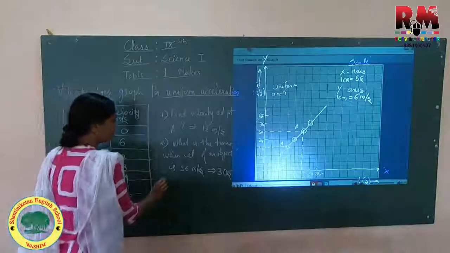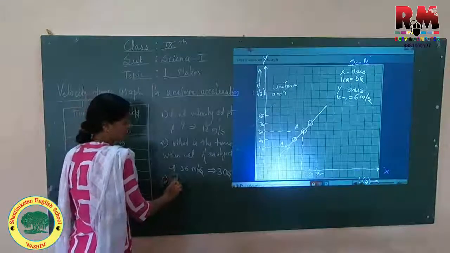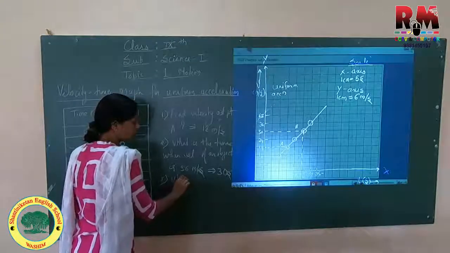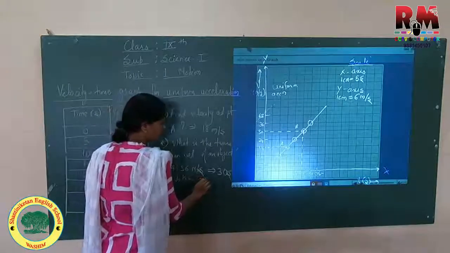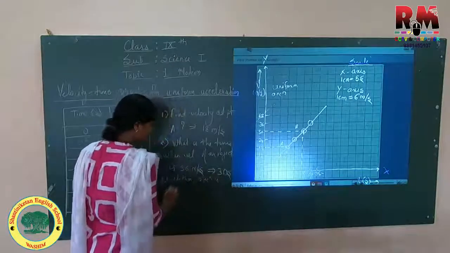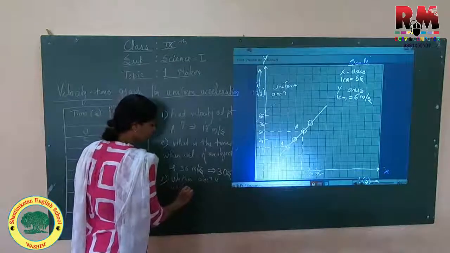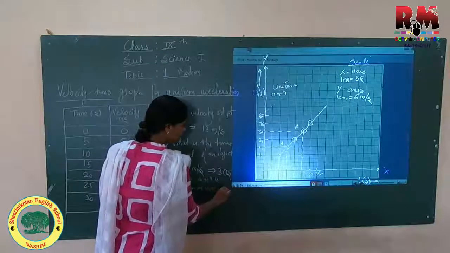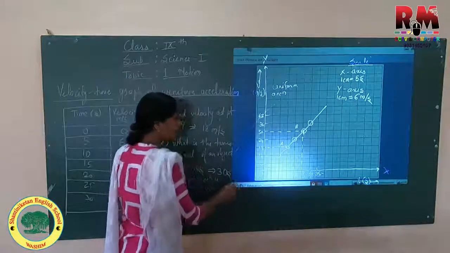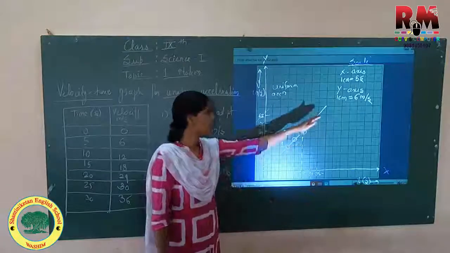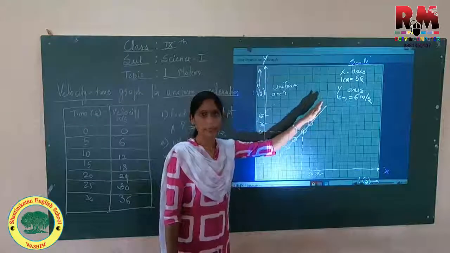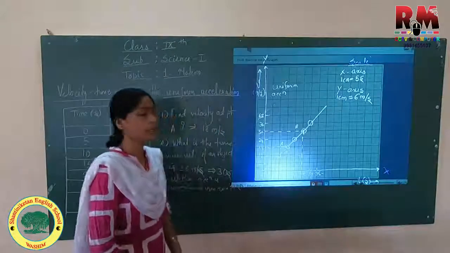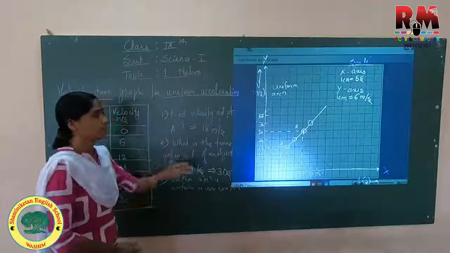Okay, my question is whether the acceleration is uniform or non-uniform. What will be your answer? It's uniform. How did you come to know? By its straight line. It's inclined, but its path is straight. So that's why it is said to be uniform acceleration.